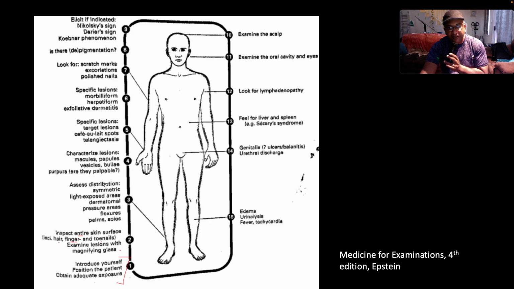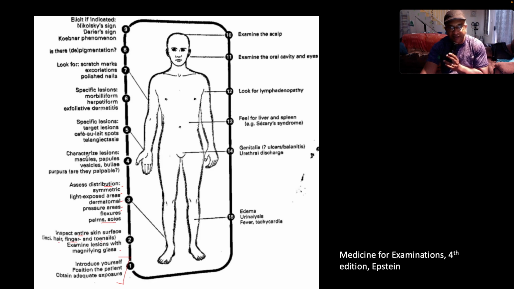Okay, first up, assess the distribution of the rash. Is it symmetrical? Is it over light exposed areas, which probably implies some degree of photosensitivity? Is it dermatomal? A classic example is herpes zoster, right? Over the pressure areas, over the flexures or extensors, or only the palms and soles. So first up, looking for the distribution.